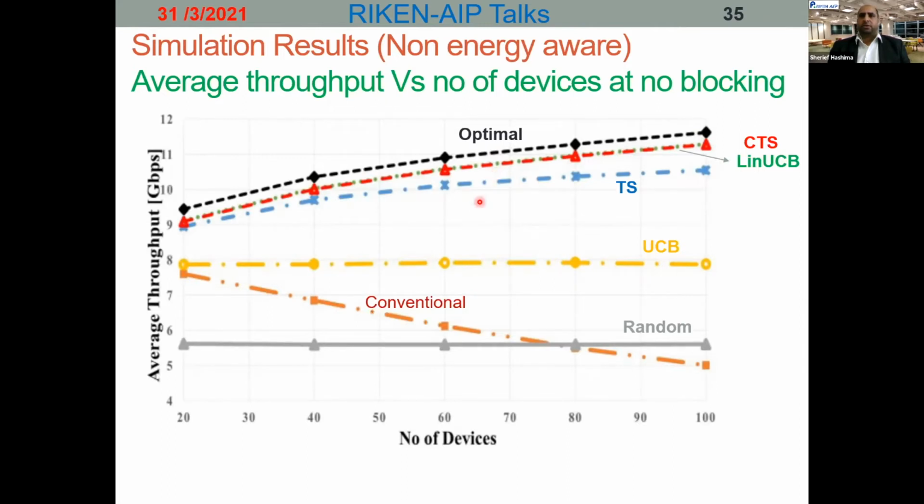Is it good or not? So we compared the average throughput against the number of devices using contextual bandits and non-contextual bandits. And the contextual bandits give close to near-optimal performance, better than the non-contextual one.